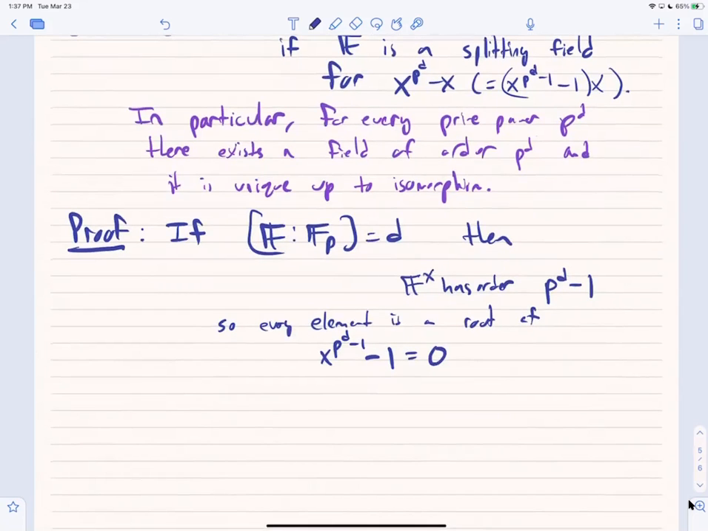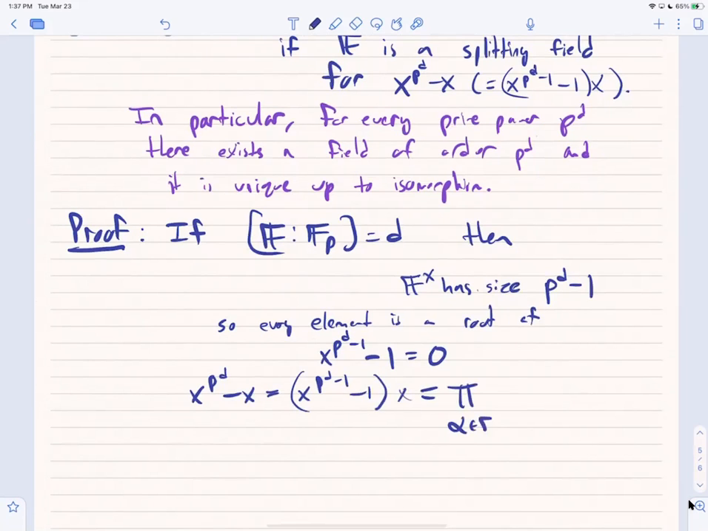Okay, and so in x to the p to the d minus x, I take this thing I had here and I multiply by x. Well, this is just the product over every element of F of x minus alpha, so over all the elements of this field. And why? Well, every element of the field is a root of this polynomial. The units are a root of this first part, by what I just said, and then 0 is a root of the second part. So these are all roots.